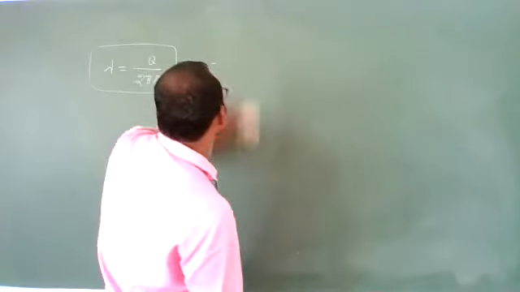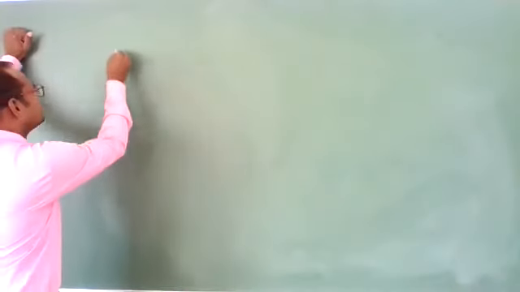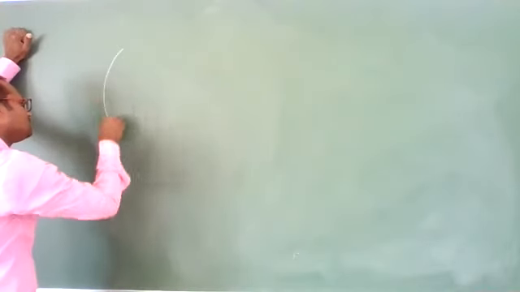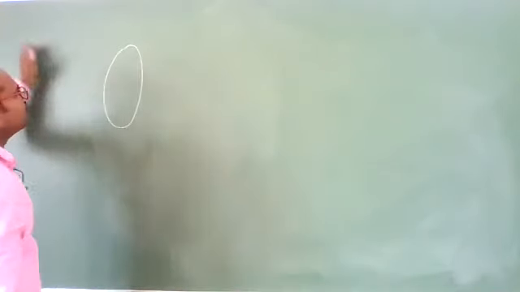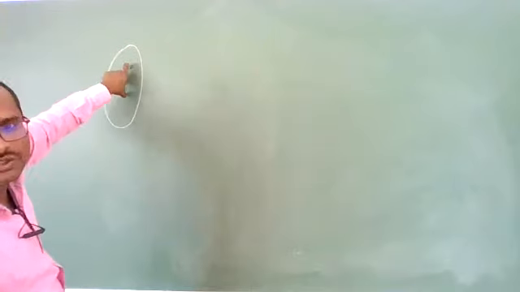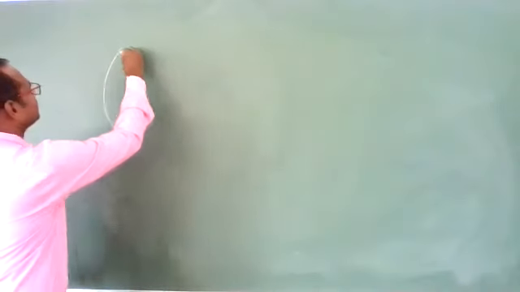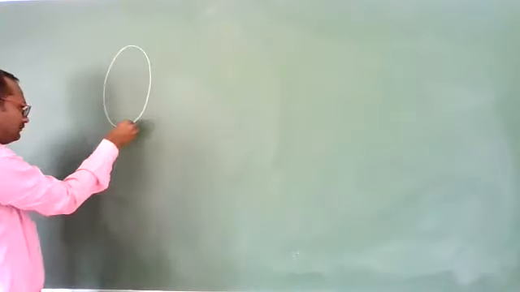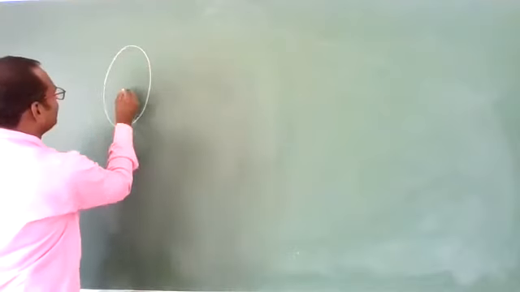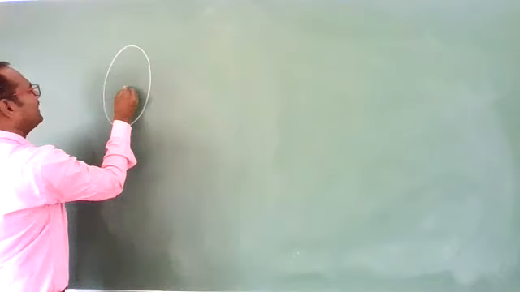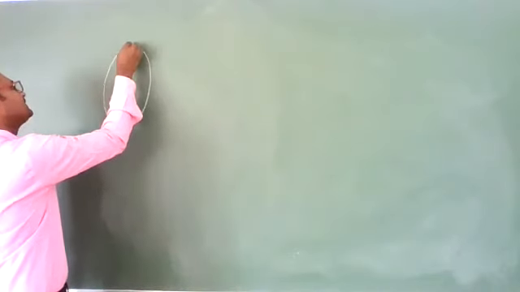Okay, let us suppose this is a ring which is placed perpendicular to the board, like this. Now this is the center of the ring, and this will be the radius, capital R.